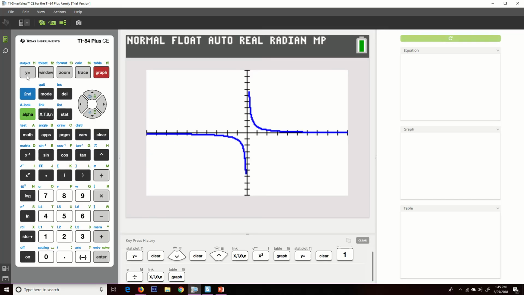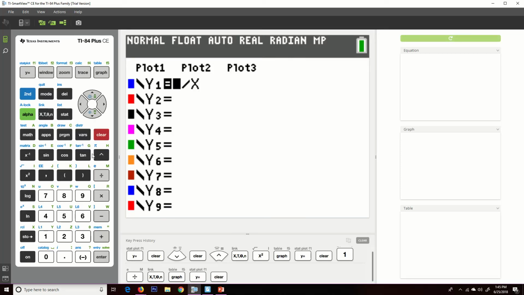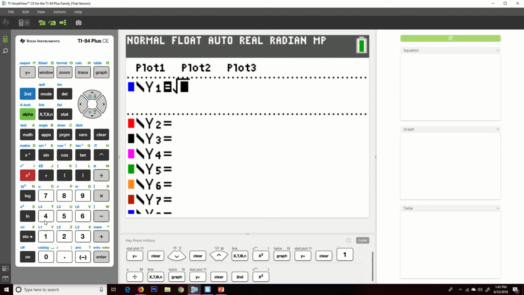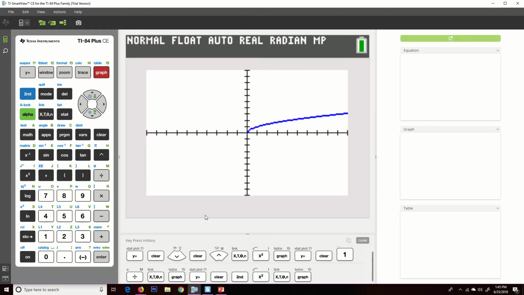All right, let's look at this last one, and so we can move on. So we're going to clear this out. We're going to hit second. We're going to hit the square root button. We're going to hit the x value, and we're going to take a look at the graph of this thing. All right, so we start with all real numbers, but we notice here there doesn't seem to be any negative values that have been graphed.